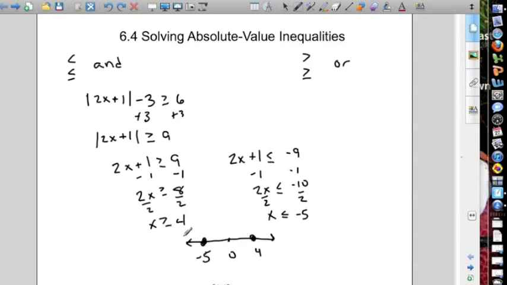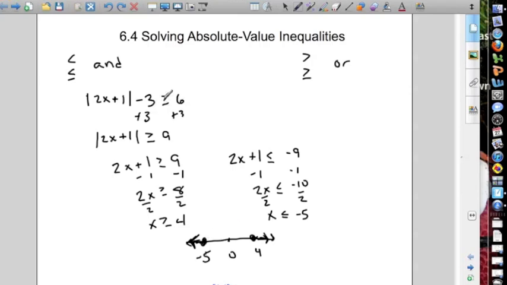And then I know the solutions are greater than or equal to 4, so I need this arrow going to the right. I know that these solutions are less than or equal to negative 5, so I need this arrow going to the left. Notice that they're going apart from each other. When they're going apart from each other, that's an or problem.